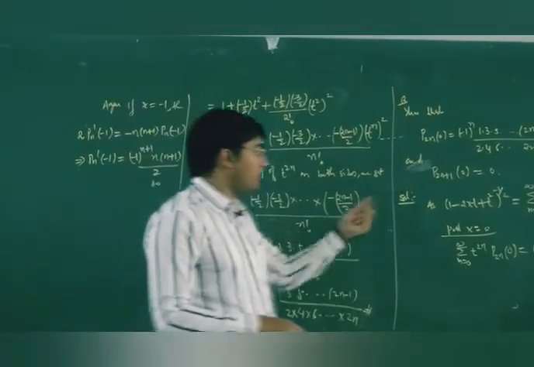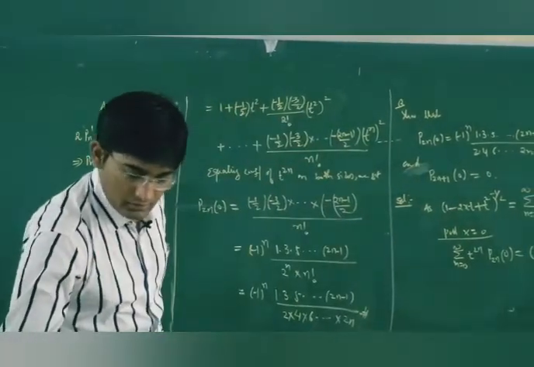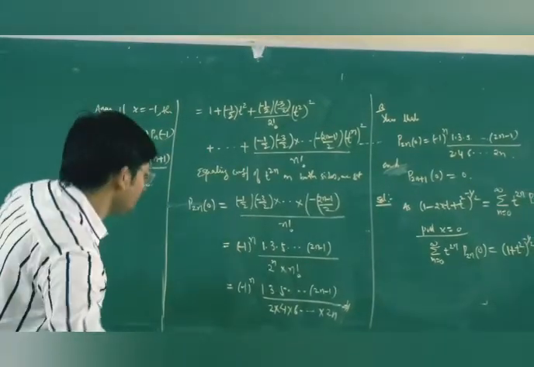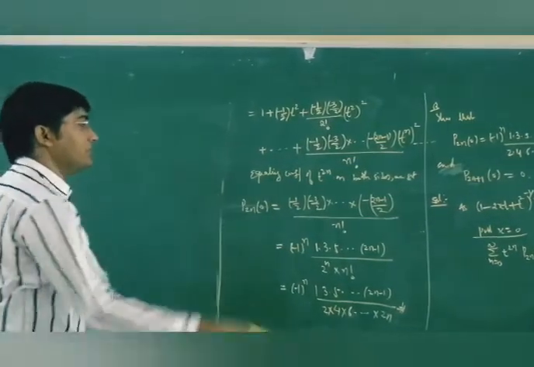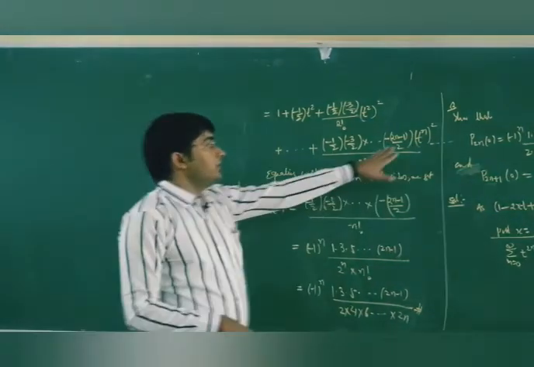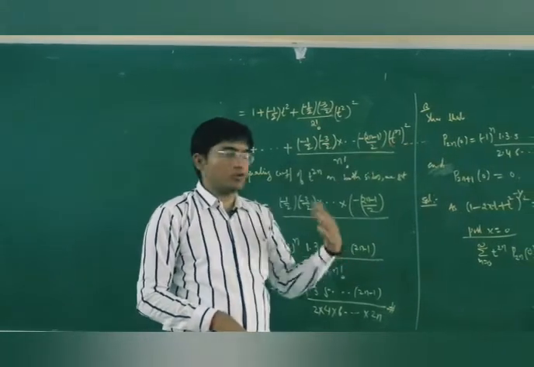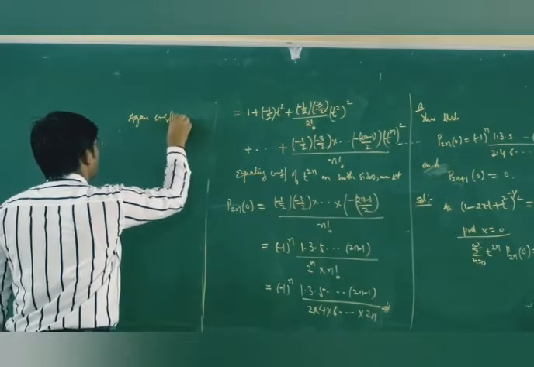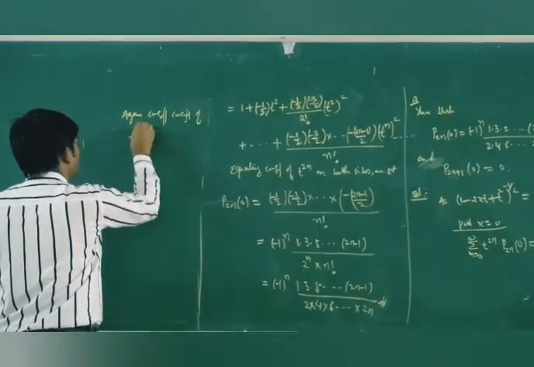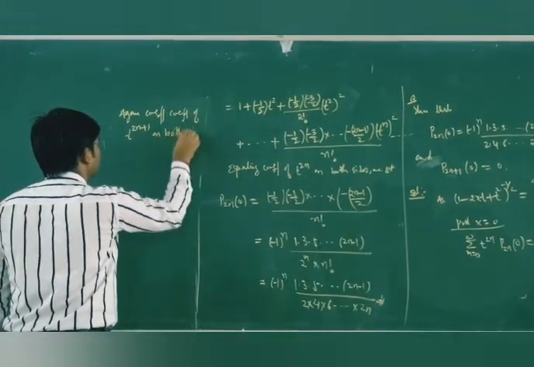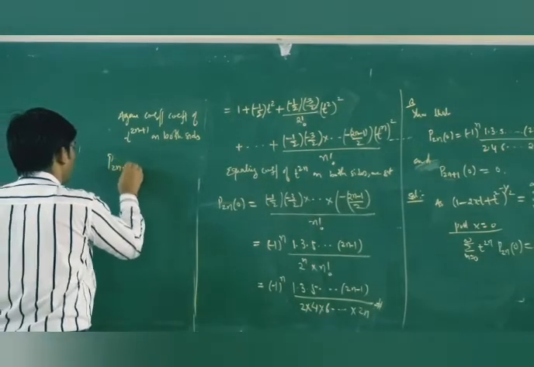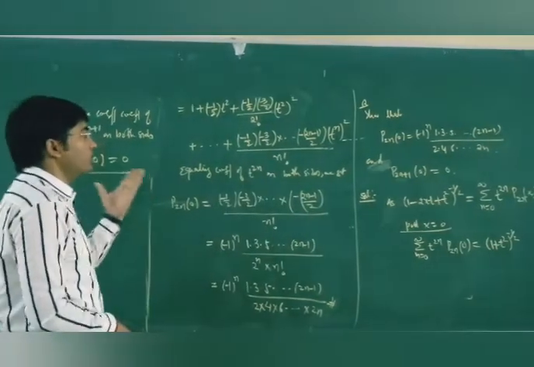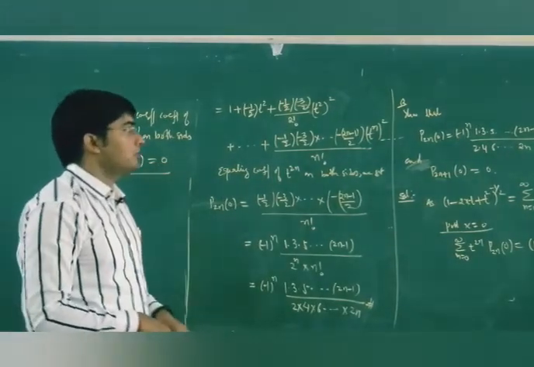As we do not have any odd powers, so again this is your P2n plus 1, so that means odd number. So again, as we do not have any odd power of t, the coefficient of P2n plus 1 will be 0. So again, equating coefficient of t power 2n plus 1 on both sides, we get P2n plus 1 of 0 equal to 0, because in the left hand side we do not have any odd power, so this will give you 0. So this is the solution of this problem.